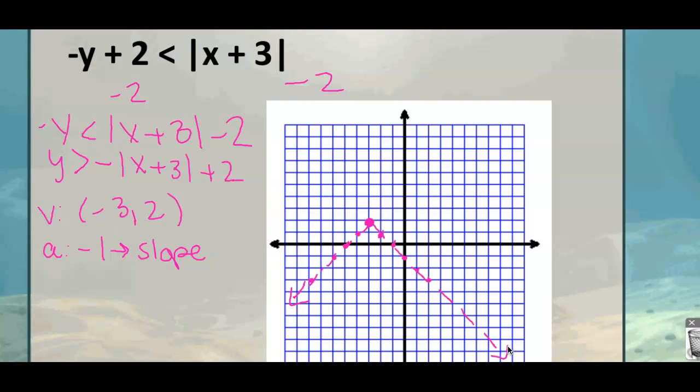The y values are greater, which means you shade above. So are we inside the absolute value or outside the absolute value for above? Outside.